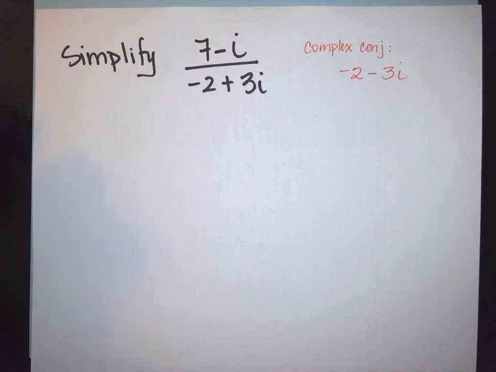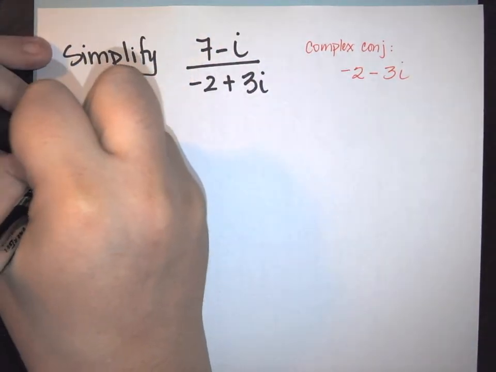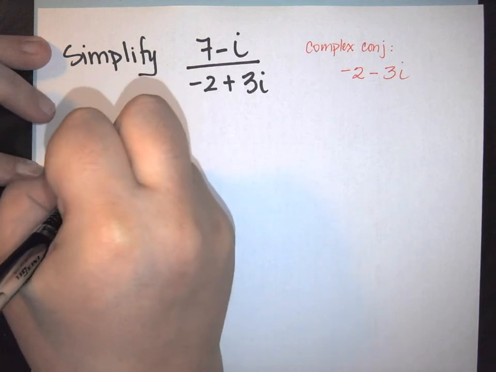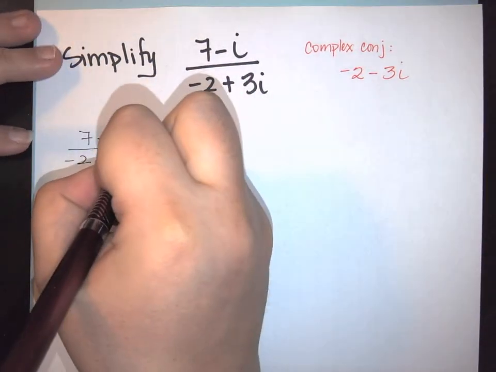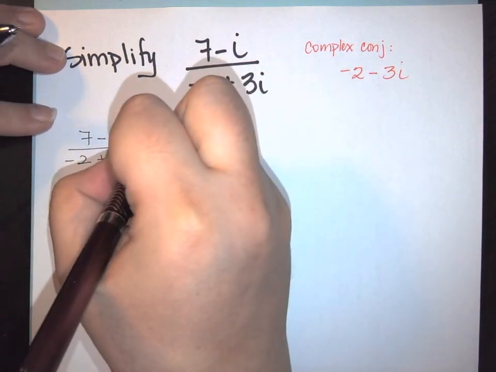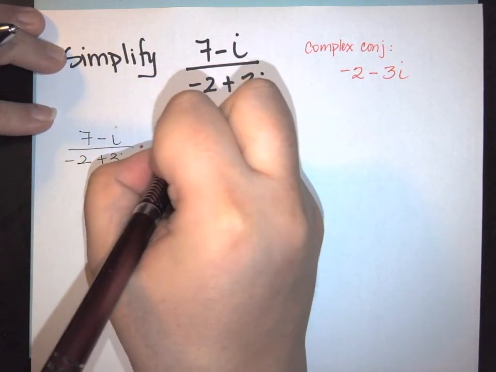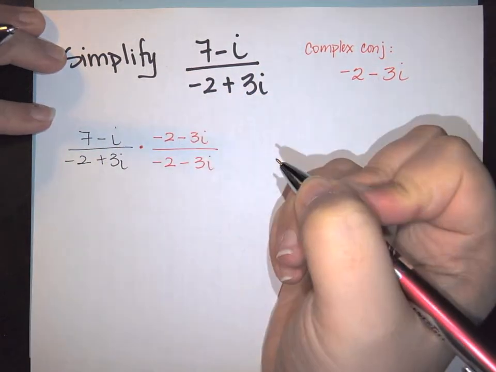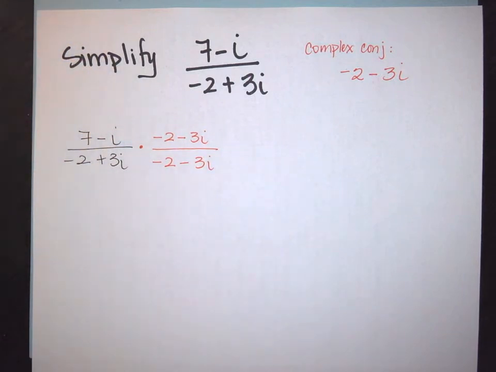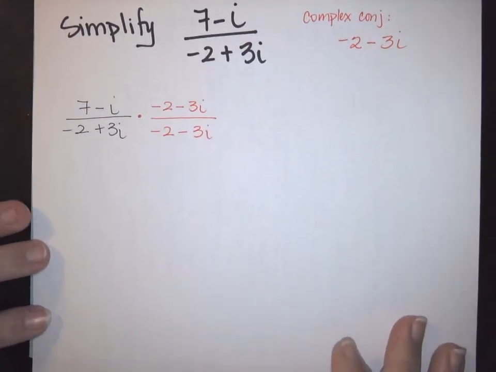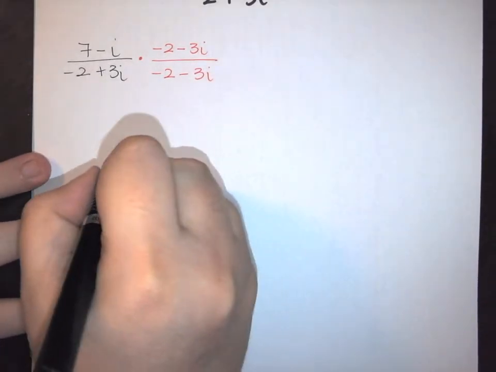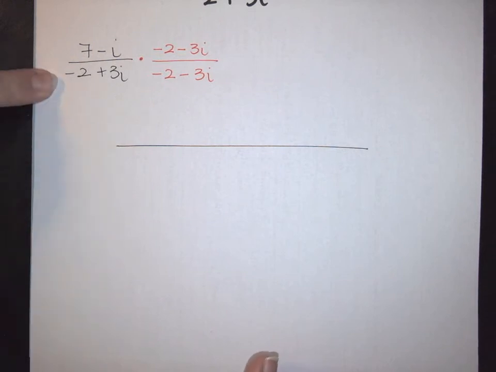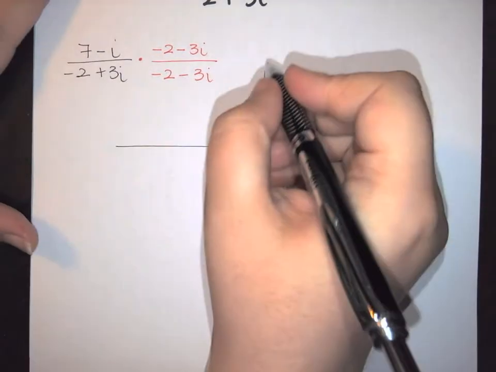So again, we are going to take our problem, 7 minus i over negative 2 plus 3i, and we are going to multiply it by that complex conjugate, which is the negative 2 minus 3i over the negative 2 minus 3i. So in this case, we again are going to FOIL. We're going to FOIL top and bottom. So to start with, I would draw a good old dividing line, and I would work with the bottom first. Okay, so I would FOIL the bottom first.